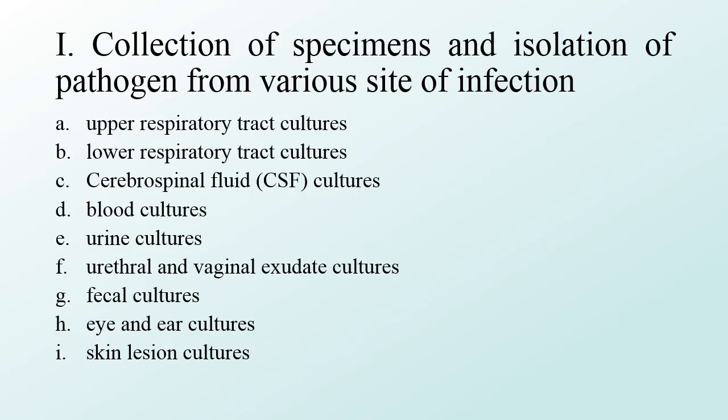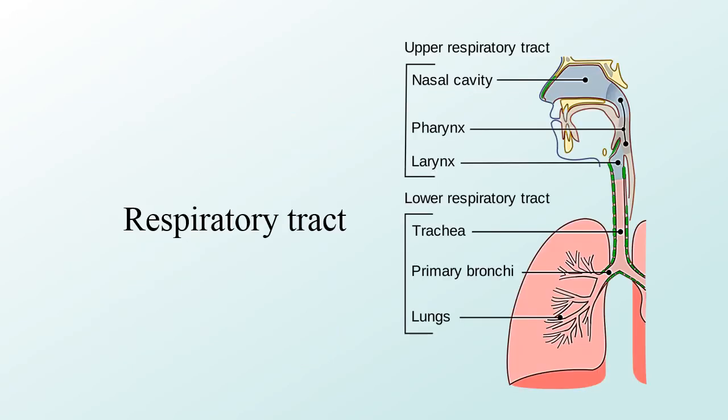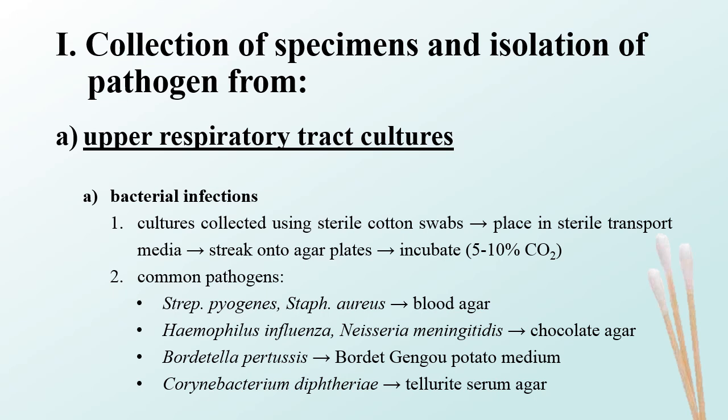Okay, in this lecture, we will focus on how sampling can be done in these areas. Let's start with the respiratory tract. The respiratory tract can be divided into the upper respiratory and lower respiratory tract. The upper respiratory tract is from your nasal cavity up to the larynx. The lower respiratory tract is from your trachea up to the lungs. Let's begin with sampling in the upper respiratory tract.